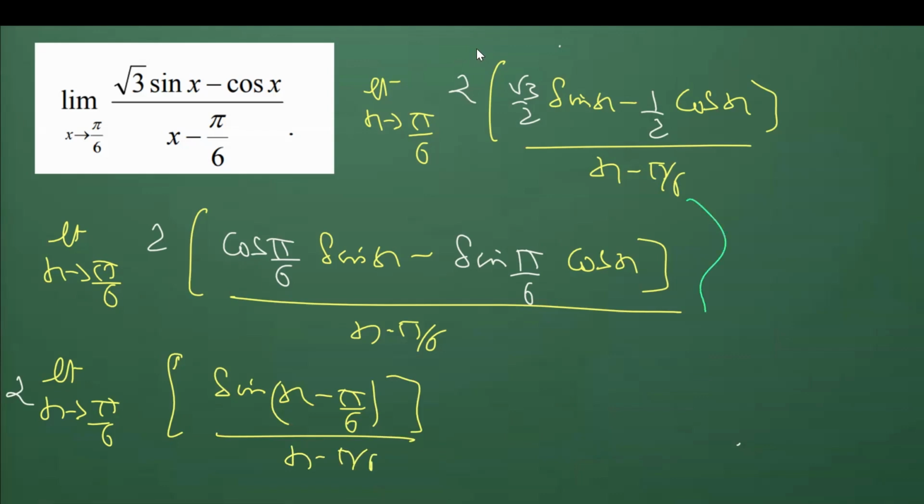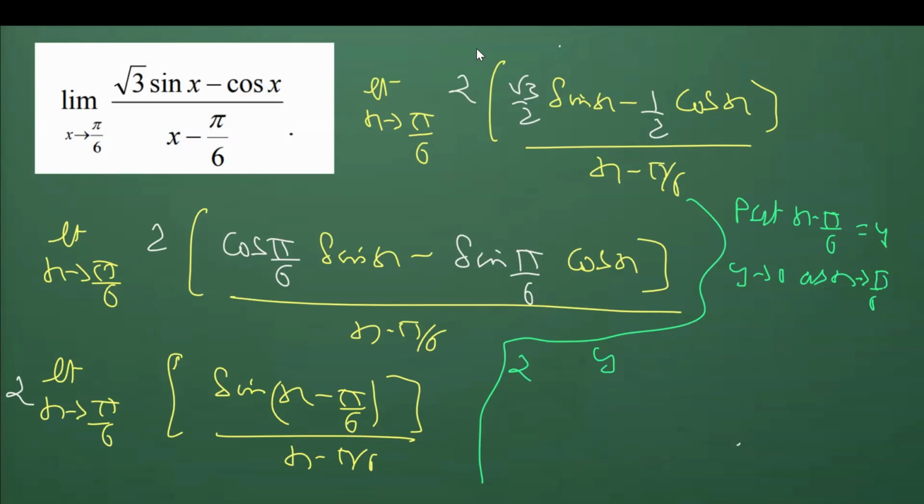Now what next we can do here is to replace the limit here. So we are going to put x minus pi by 6 as say y. So here y tends to 0 as x tends to pi by 6. So now the limit has changed. We have y. So there is 2 outside.